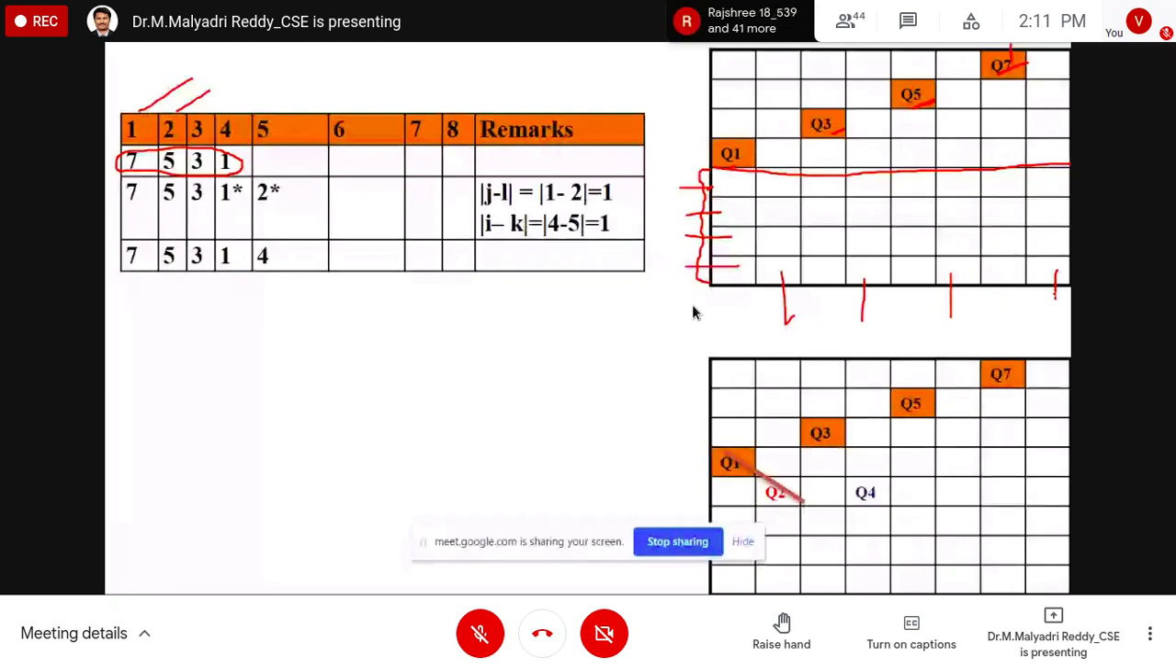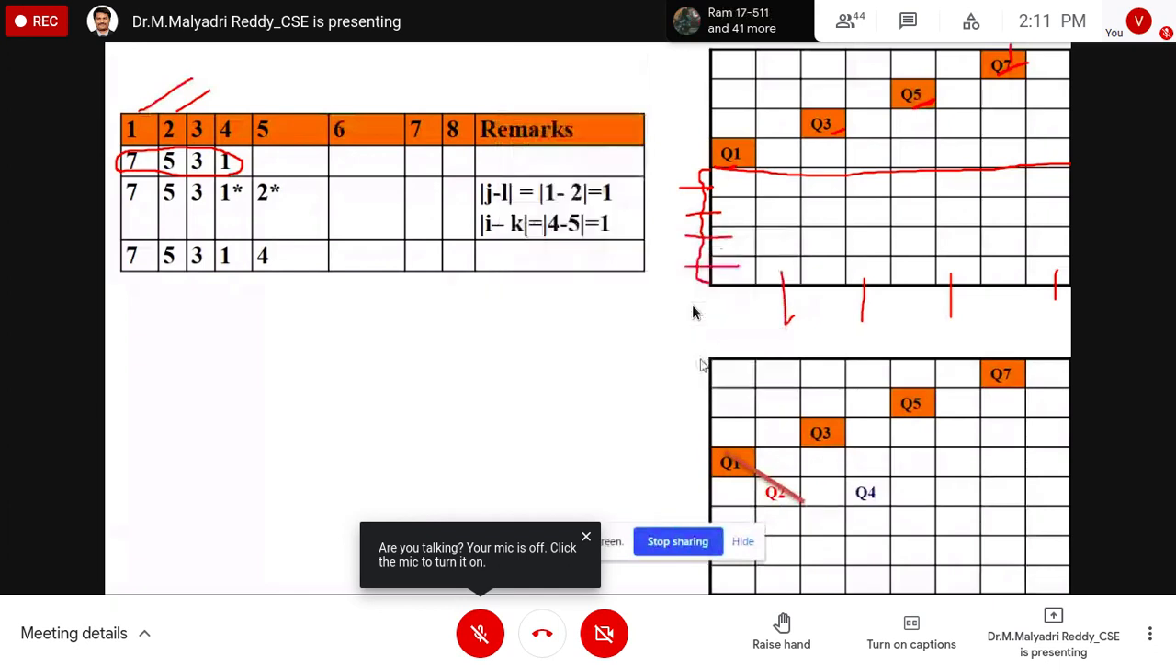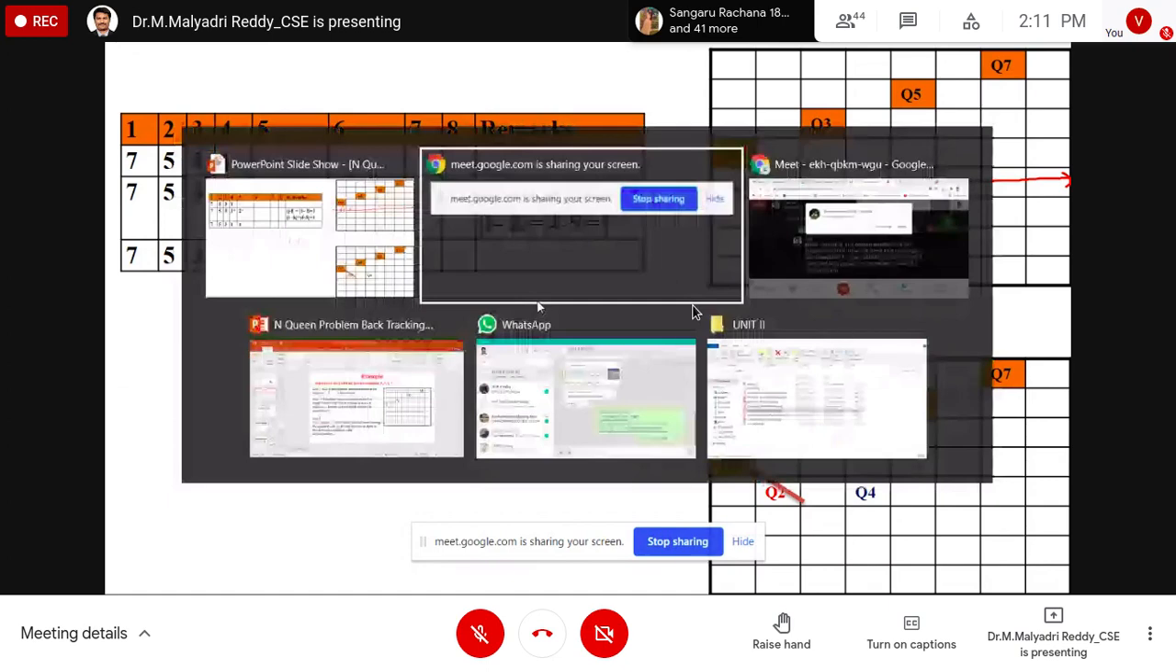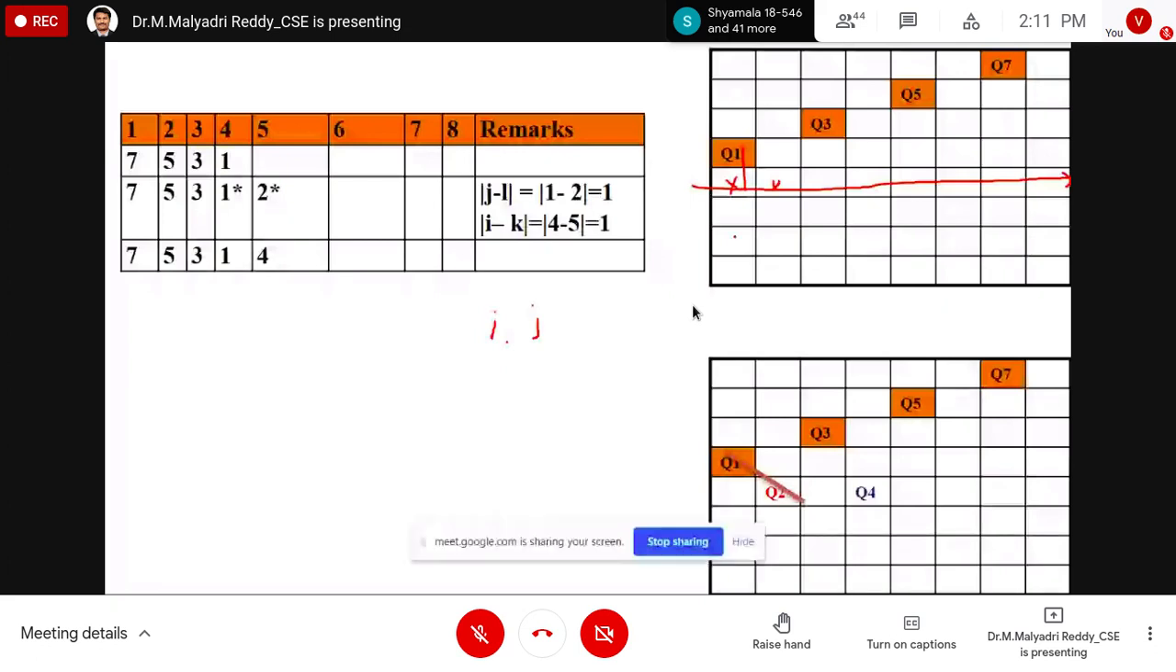Suppose I want to place a queen in this row. If I want to place it here, it is a column conflict. This one is a diagonal conflict. How will we check that? As I explained, row conflict and column conflict are identified with respect to the i, j values. If the i value is equal, then it is a row conflict. If the j value is equal, it is a column conflict. Then I have to check whether this place is feasible or not.